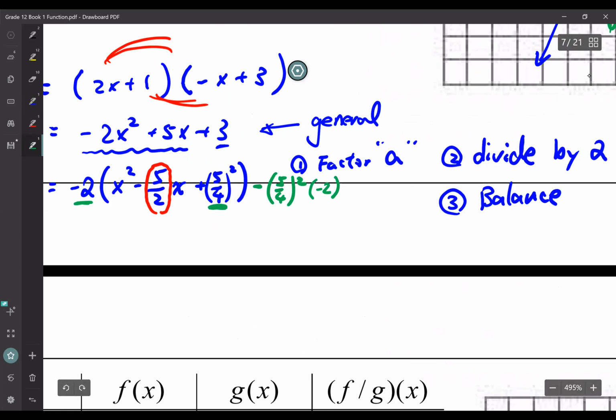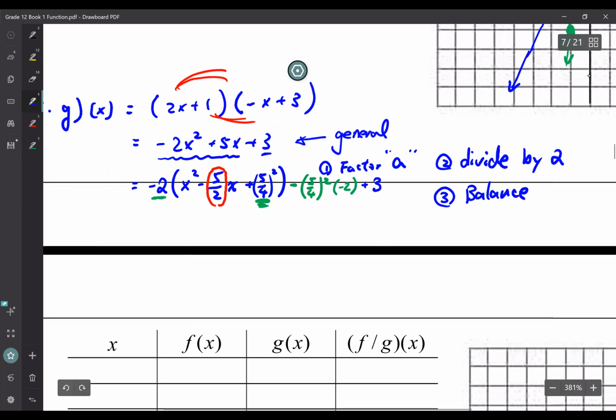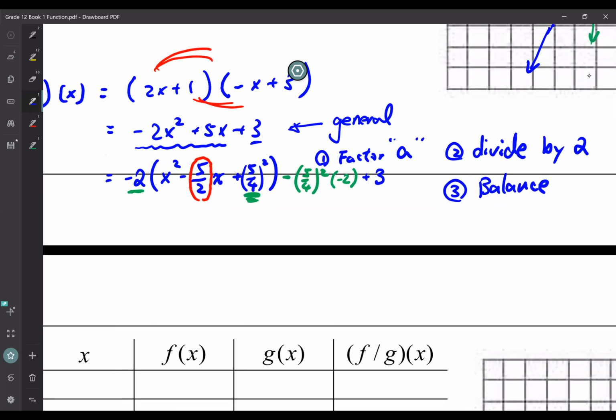So first part, factor A is take out -2, divide by 2 is here in the middle, and balance. Now, finally, you need to put a +3 at the end. Do you remember doing this in book 1? I think it was way back in October. So let's simplify this now. It will be -2. You grab the first term, which is x, grab the last term, which is 5/4, and put a square. Now in the middle, should it be plus or minus, Emily?